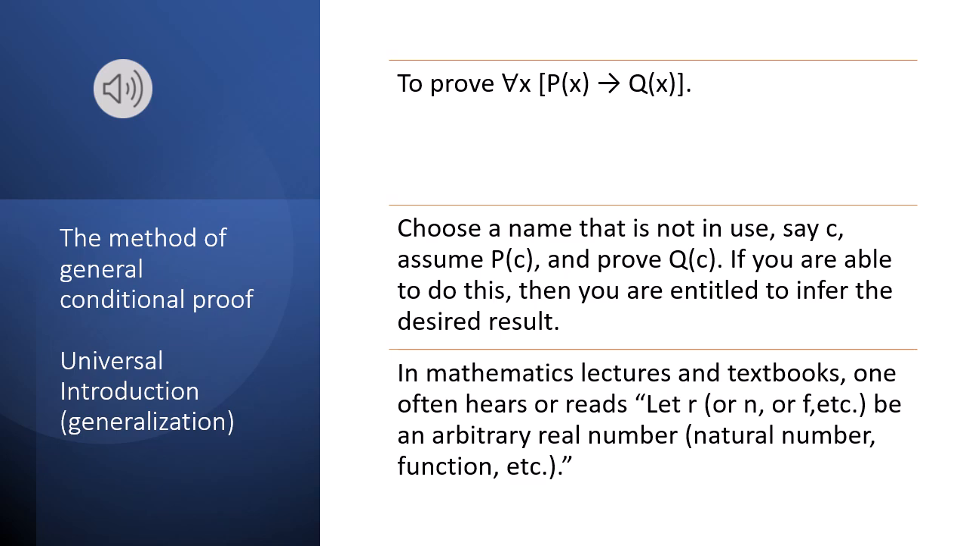And in fact, in mathematics lectures and textbooks, it happens so often that you hear something like, let r be an arbitrary real number or an arbitrary natural number or an arbitrary function. And then they'll proceed to walk through and prove something. And when you say that it's an arbitrary real number or an arbitrary function, you're saying that it satisfies some statement P of x.